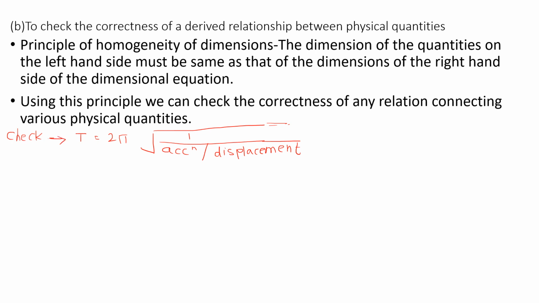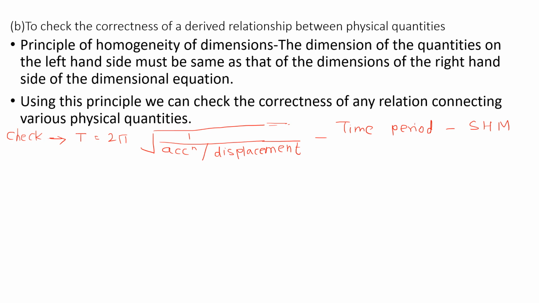What is this equation? The equation is for the time period of a body executing simple harmonic motion. So this is the equation for the time period of a body which is undergoing simple harmonic motion. We want to check the correctness of this equation.